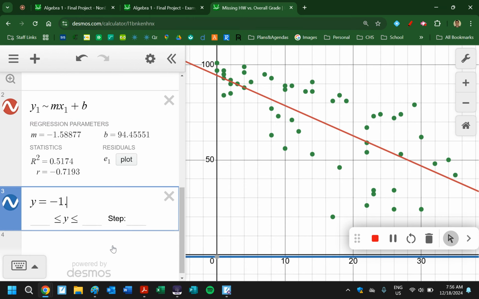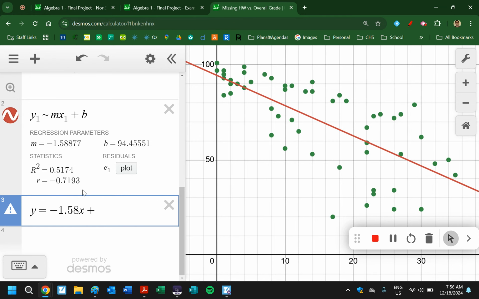And then what we did was we actually typed this in. I'm not going to write negative 1 point, the whole thing. I'm going to round it, negative 1.58x plus, and then I'll use my y-intercept. And again, round that, 94.4, say closest to 6. And you can see that my blue line is right on top of my red line, which means here's what Desmos is giving me right here.